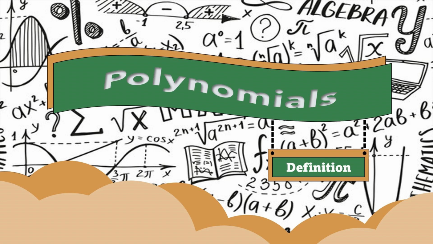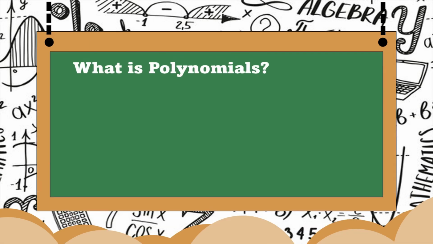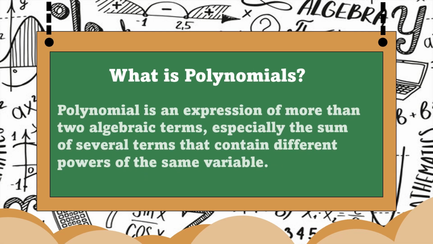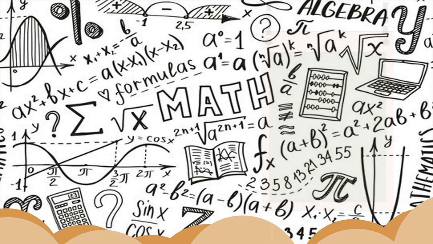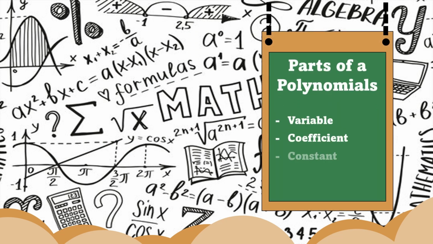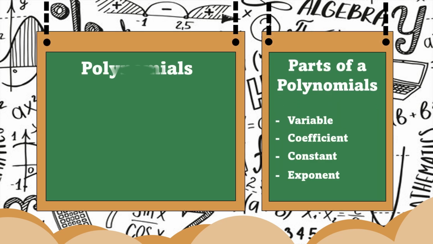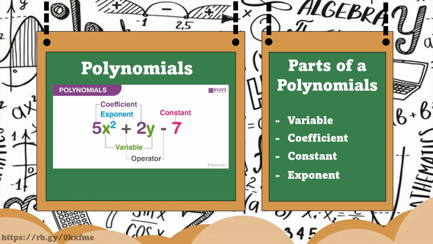So let's have a recap first for us to recognize what a polynomial is. This also serves as a guide for students to remember or to gain new knowledge that can help them understand how to do a long division of polynomials. So, what is a polynomial? A polynomial is an expression of more than two algebraic terms, especially the sum of several terms that contain different powers of the same variable. A polynomial is constructed from variables, coefficients, constants, and exponents.